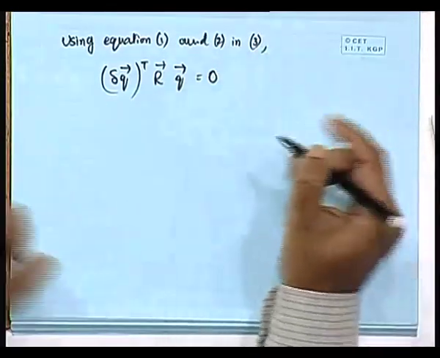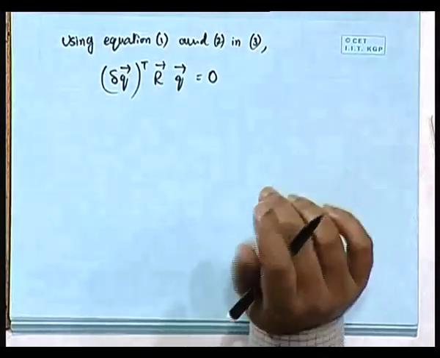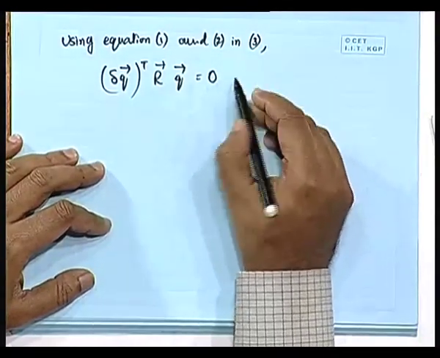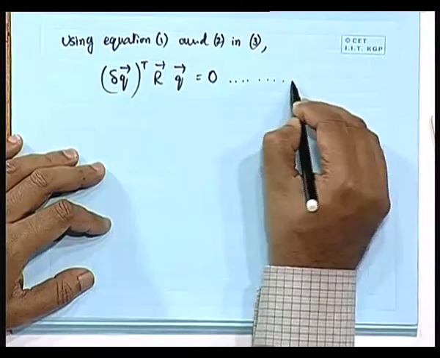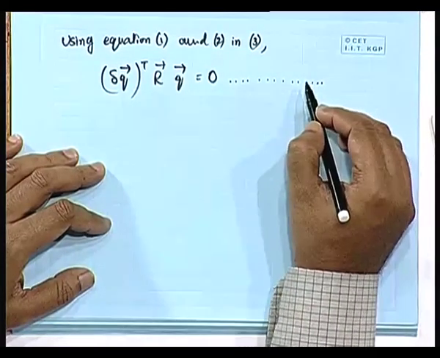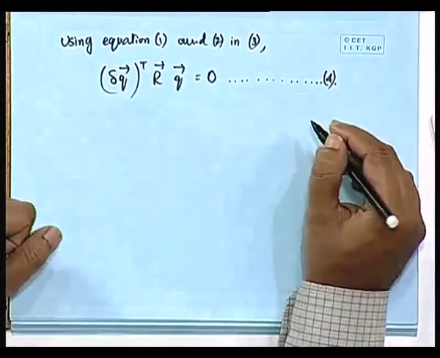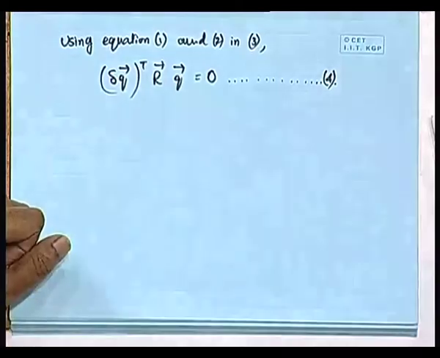This is what we get at the point of extremal. Let us call this equation number 4. One thing to note: in delta q, we have perturbed q. By perturbing q, we have got q plus delta q.